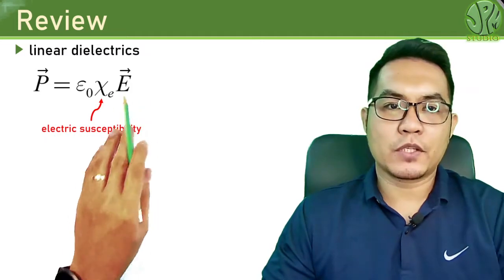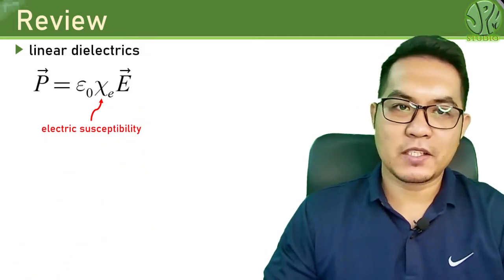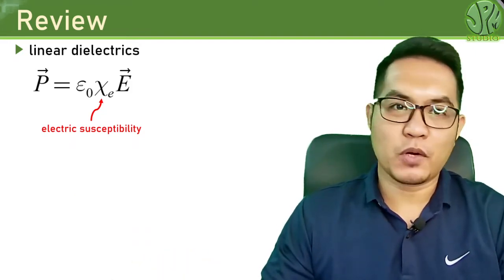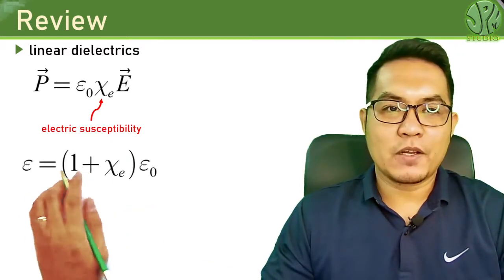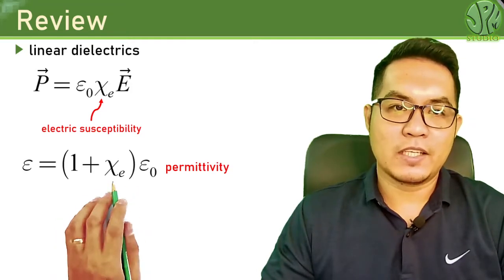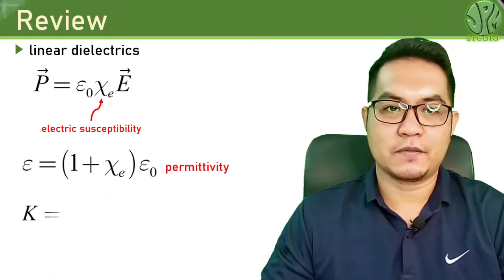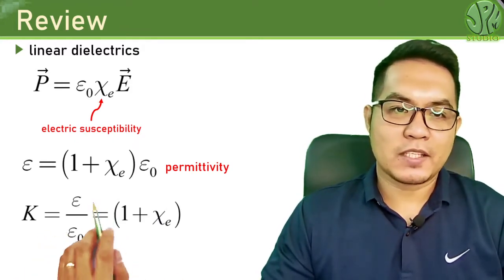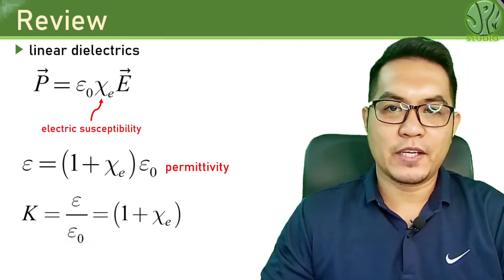So we introduced the quantity called electric susceptibility. It's basically just how susceptible or how polarizable your material is. And epsilon is the general permittivity. It's 1 plus the susceptibility times the permittivity of free space. And we define the dielectric constant as the ratio between the general permittivity and the permittivity of free space.